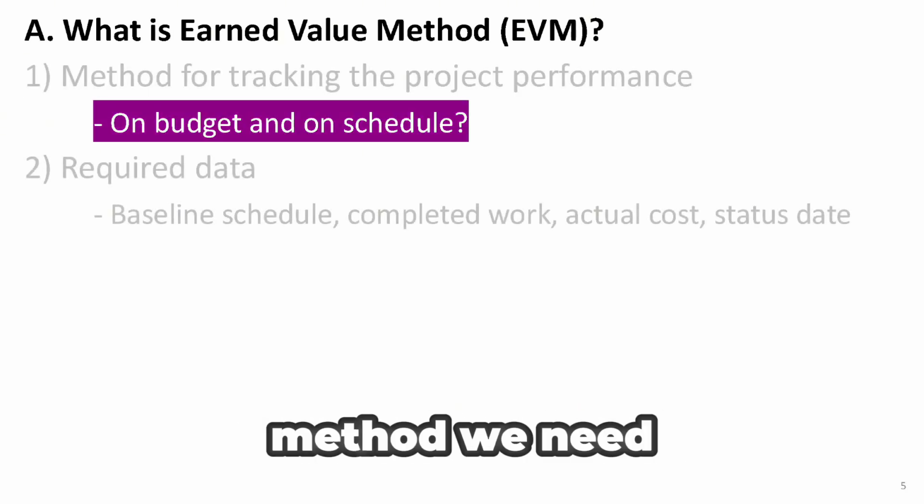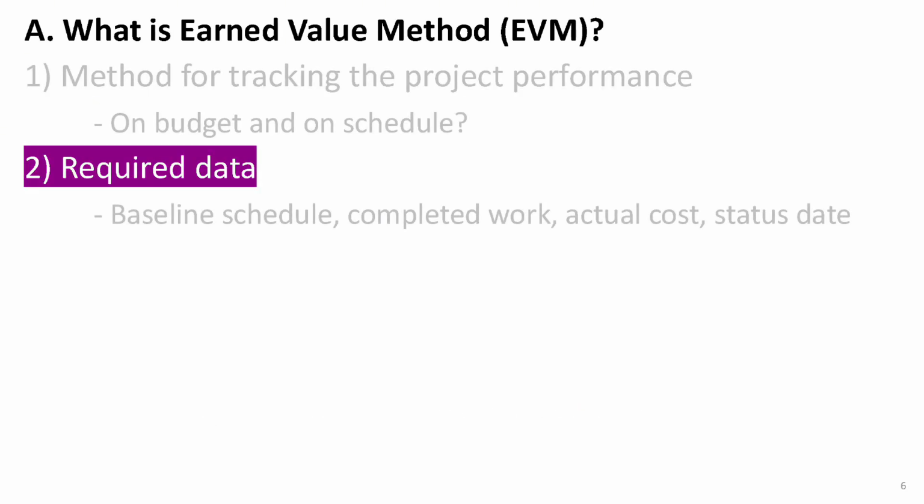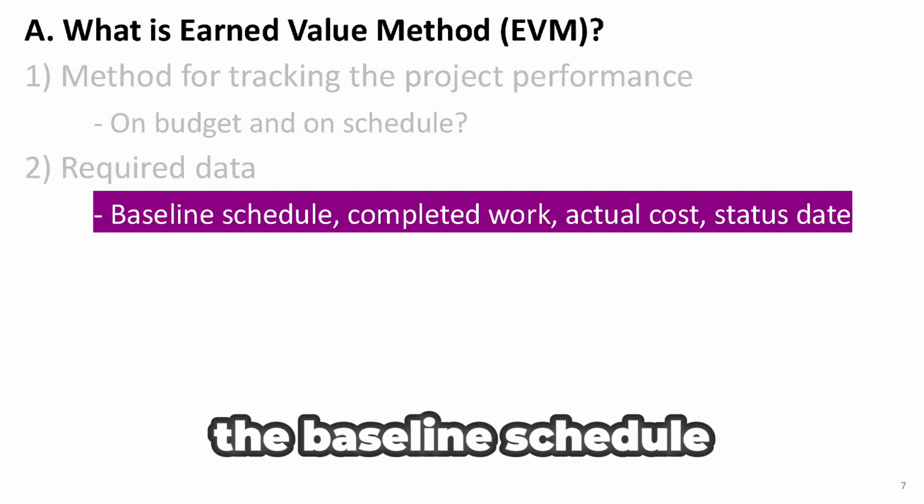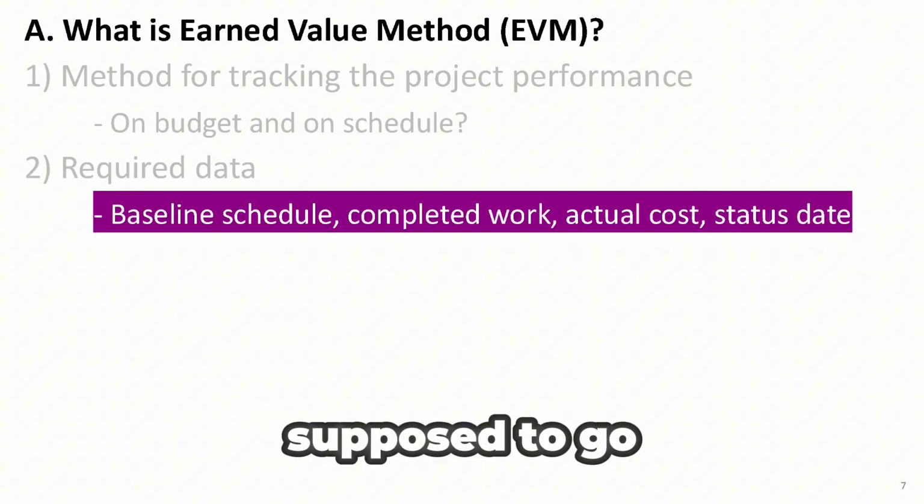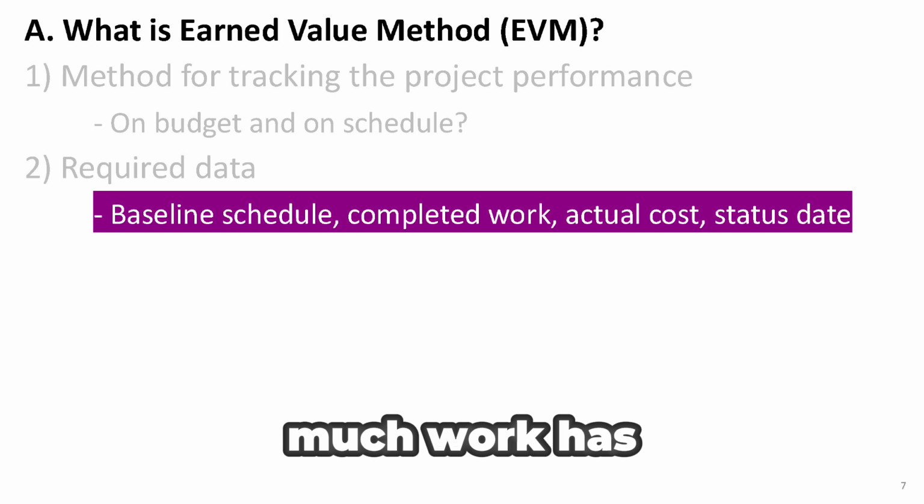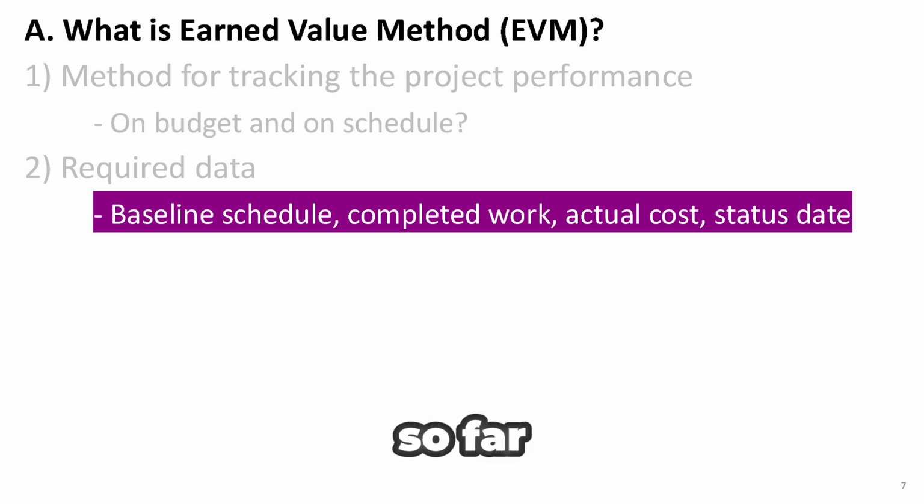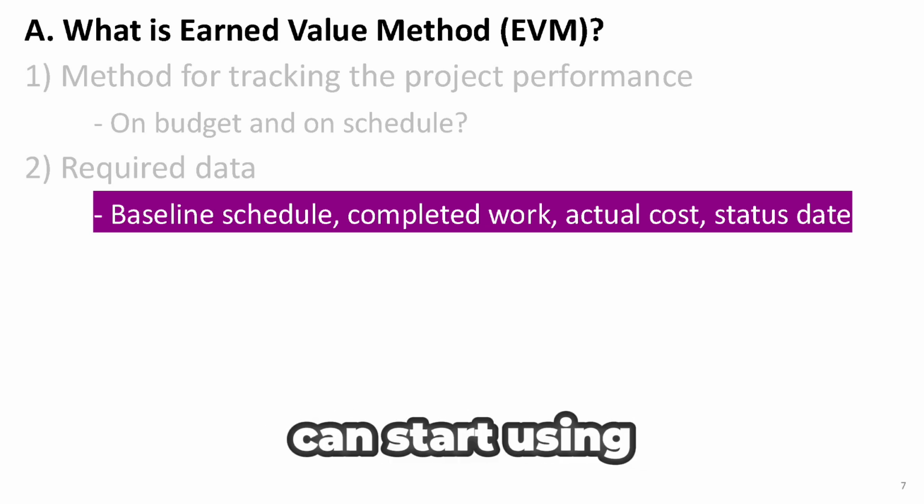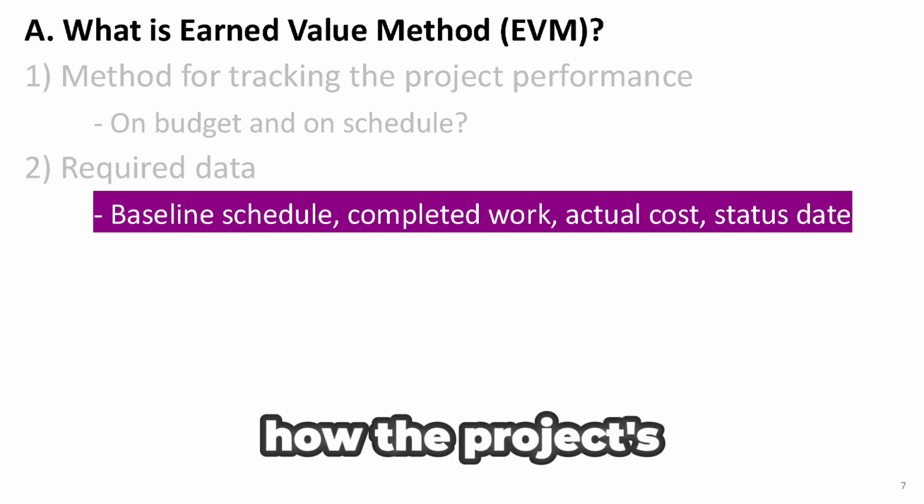To use this method, we need a few key pieces of information. First, we need the baseline schedule. That's the original plan for how the work was supposed to go. Then we need to know how much work has actually been completed so far. We also need to know how much money or effort, like man-hours, has been spent up to this point. And finally, we need to set a status date, which is just the point in time when we're checking in on the project. With all that in place, we can start using EVM to really understand how the project's performing.